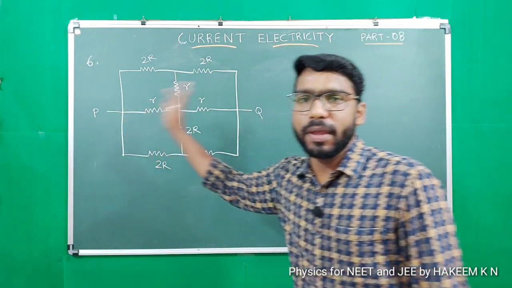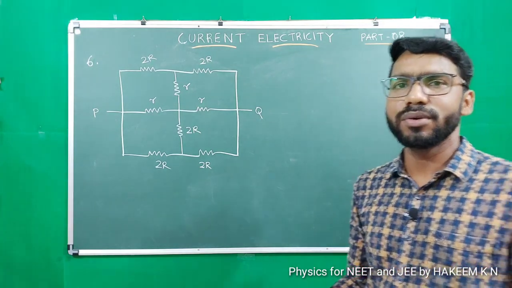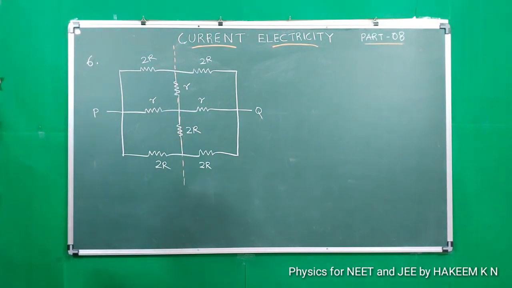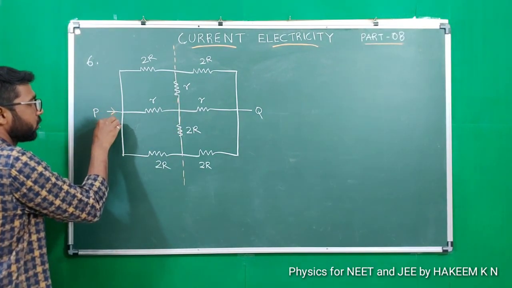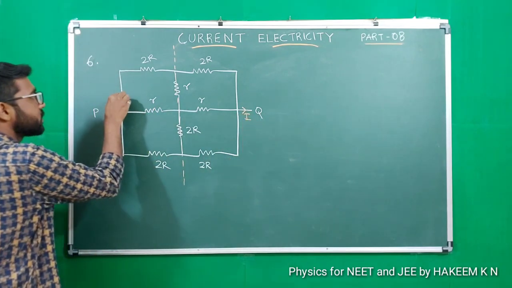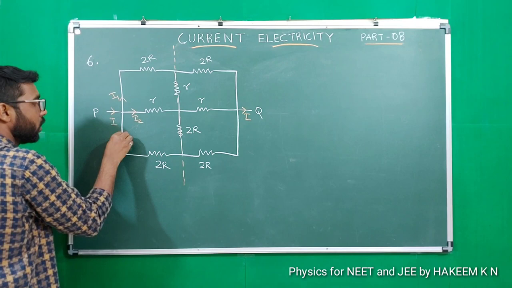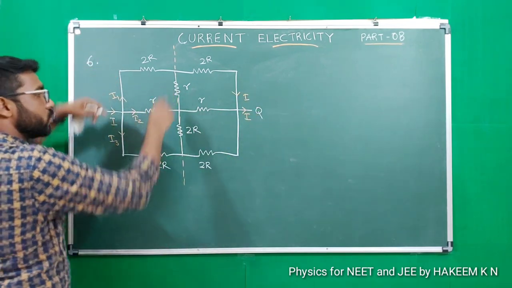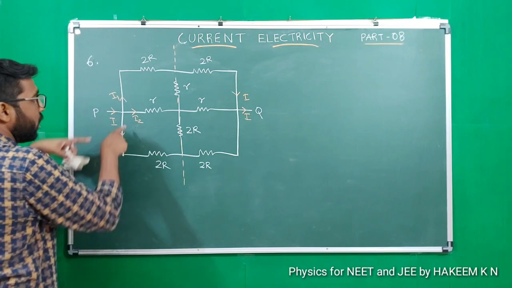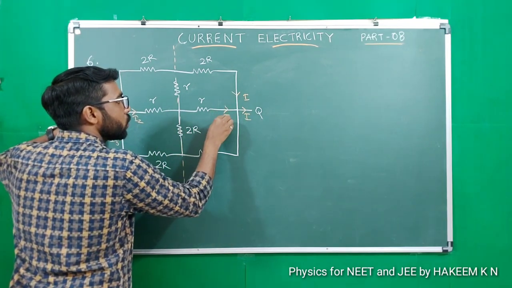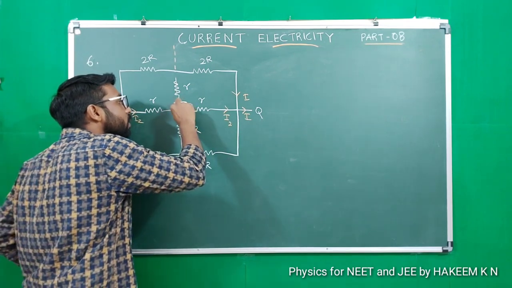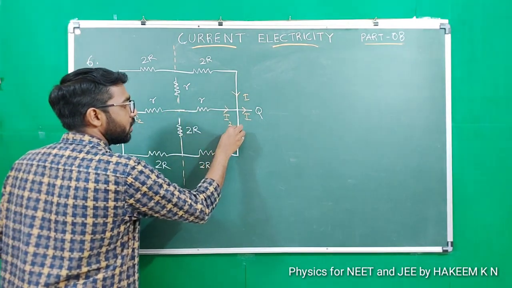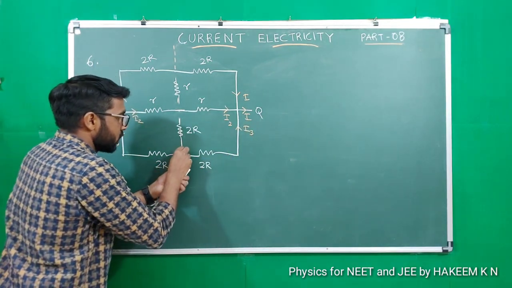Okay, find the effective resistance between P and Q. What we have to do? A vertical plane perpendicular, mirror symmetry, opposite arms have same current. I entering at P should leave from Q. I divides into three pieces, I1, I2, I3. I1 should reach directly towards Q using mirror symmetry, so we can cancel out this junction. And I2 should directly reach towards Q, so we can cancel out this junction. And I3 should reach directly towards Q, so we can cancel out this junction.